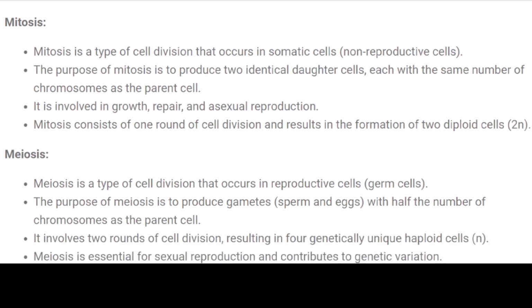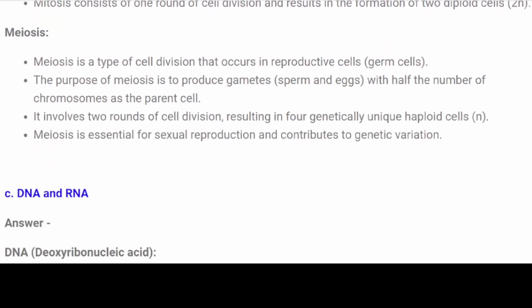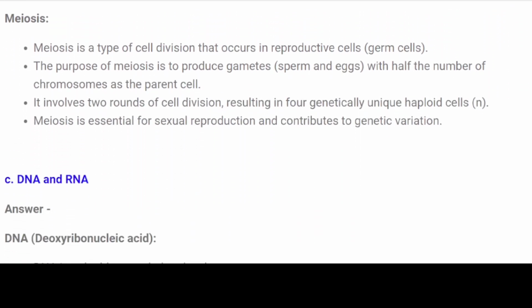Meiosis. Meiosis is a type of cell division that occurs in reproductive cells, germ cells. The purpose of meiosis is to produce gametes, sperm and eggs, with half the number of chromosomes as the parent cell. It involves two rounds of cell division, resulting in four genetically unique haploid cells, n. Meiosis is essential for sexual reproduction and contributes to genetic variation.